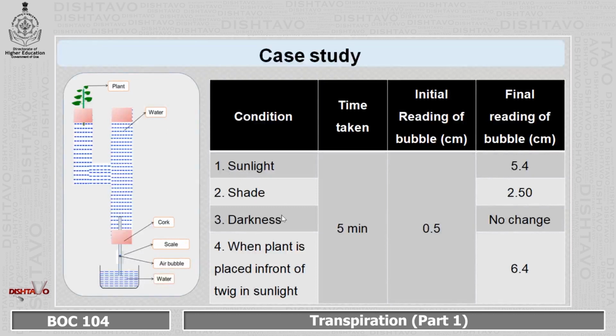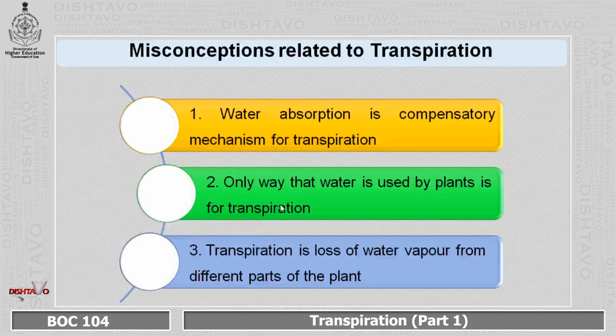There are a few misconceptions related to transpiration. First of all, that water absorption is a compensatory mechanism for transpiration. Second, that transpiration is the only way that water is used by the plant. And thirdly, that transpiration is a loss of water vapor from different parts of the plant.